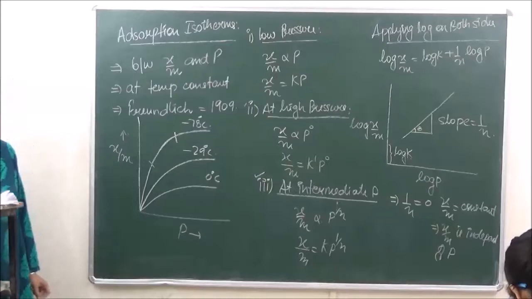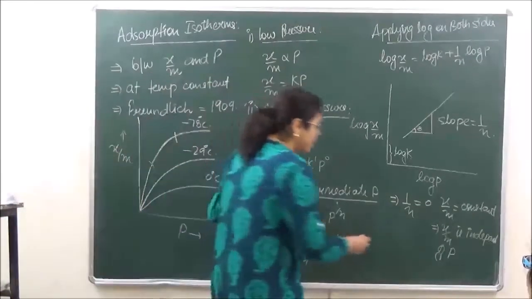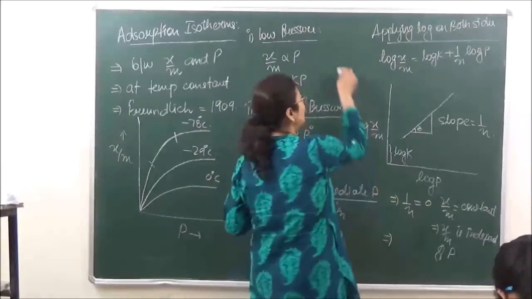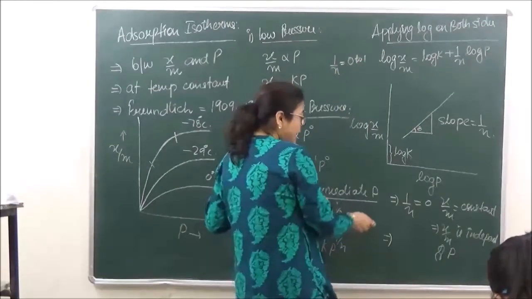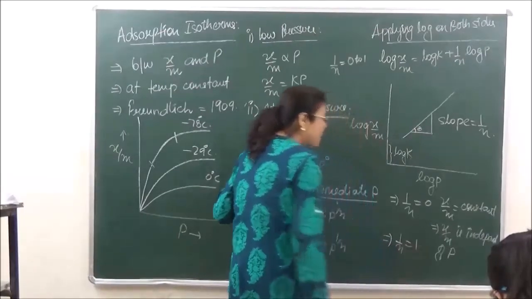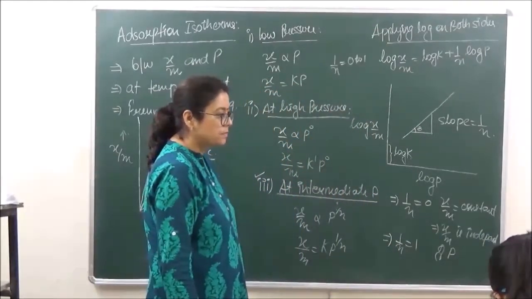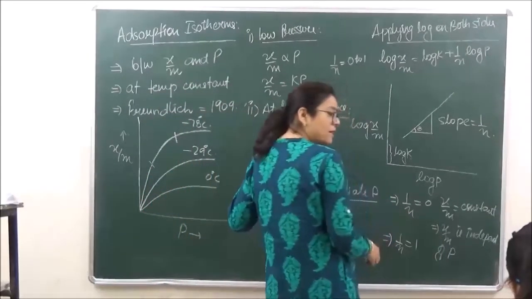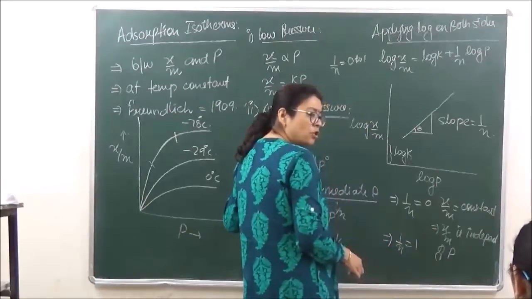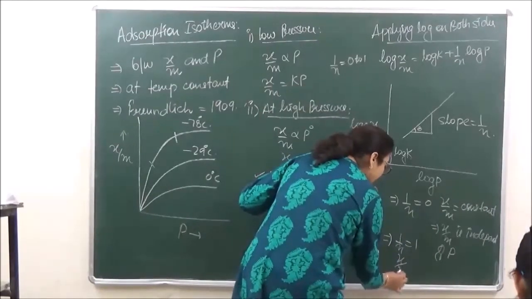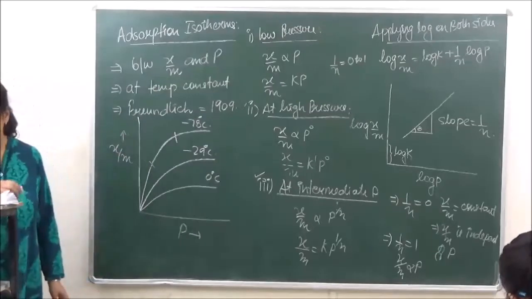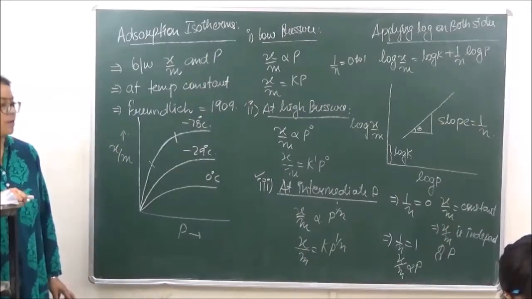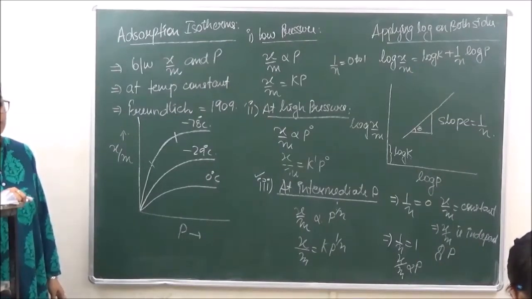Then second, we are saying that the value of 1 upon n can vary from 0 to 1. And if the value of 1 upon n becomes equal to 1, in that case, what will we have? x upon m will be directly proportional to pressure. So in that case, the extent of adsorption is going to be directly proportional to pressure, or with increase in pressure, the extent of adsorption will increase. So this is what the Freundlich adsorption isotherm is.